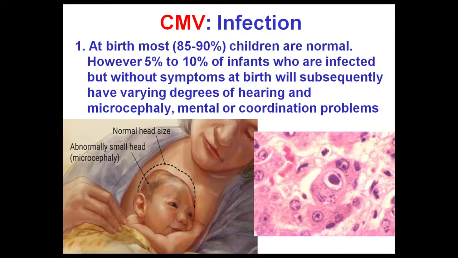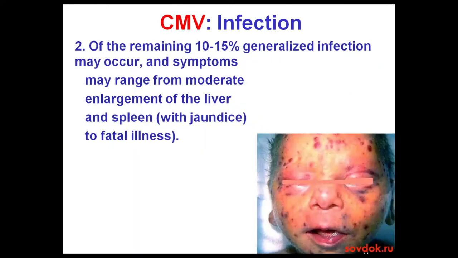And then the third that we need to mention is what it causes in the fetus. At birth, most of the children, 85 to 90%, are normal. But 5 to 10% of infants infected with CMV may not develop symptoms at birth, but may later have varying degrees of hearing loss, mental or coordination problems, and even microcephaly. That is possible when the pregnant woman is infected with CMV within the first trimester.